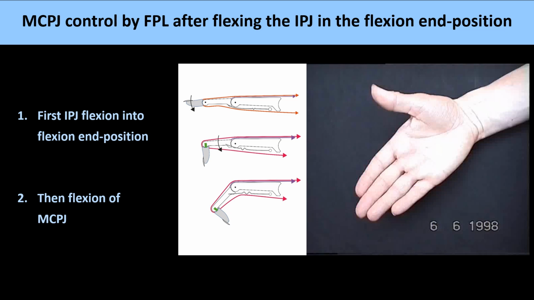This video shows the right hand MCP joint flexion by the flexor pollicis longus after the IP joint is put in its end position of flexion. The MCP joint can then be normally and forcefully flexed. At the end of the video, the maximum passive flexion range of motion of the right hand MCP joint is shown.